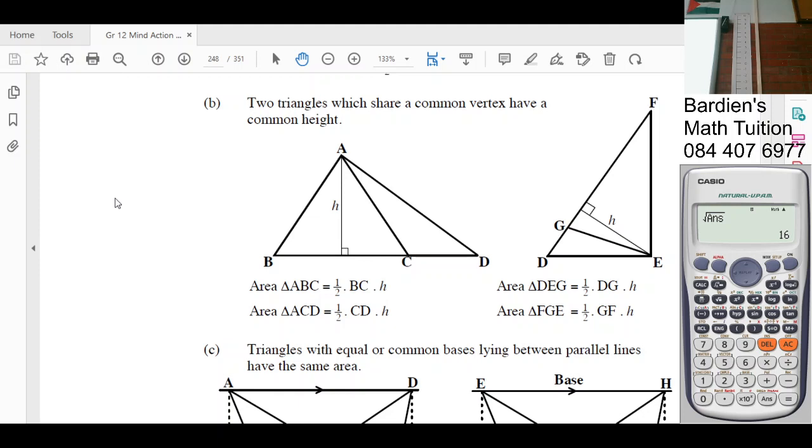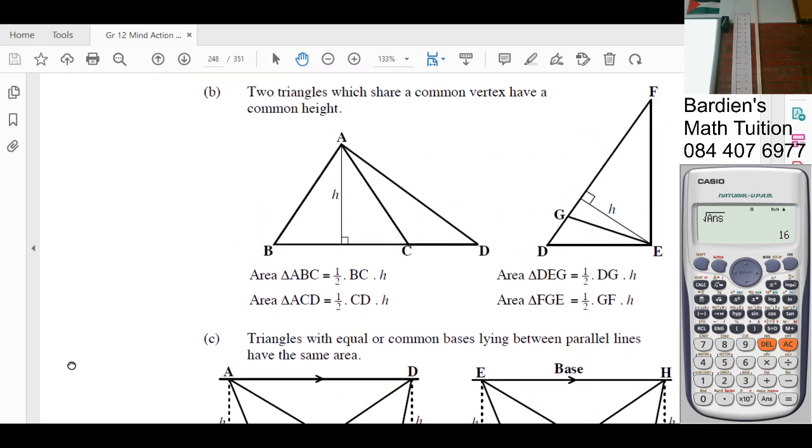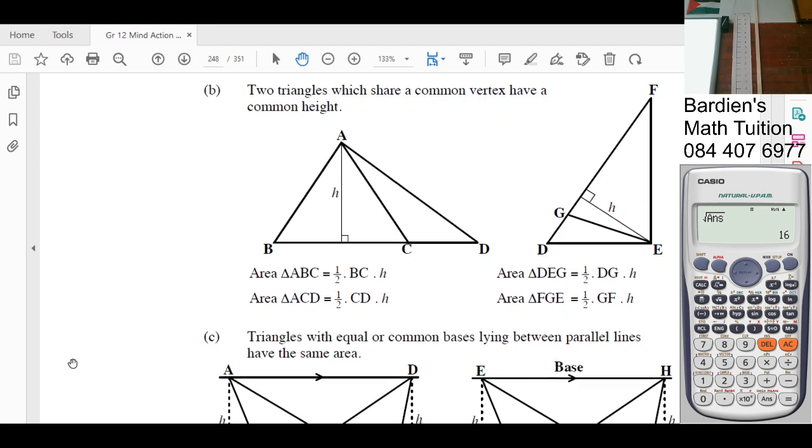Again, we are reading here two triangles which share the common vertex. This is the vertex they're talking about. Common vertex has a common height. It's very important, we're going to use that extensively. It's given in another form as well, still having a common height. What would the common vertex be in the second diagram? It would be E, yes, absolutely. And there's your height.